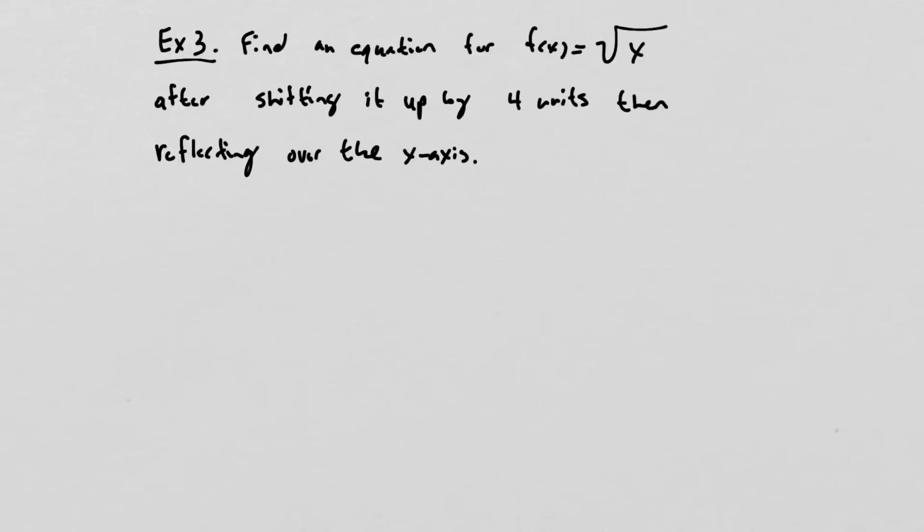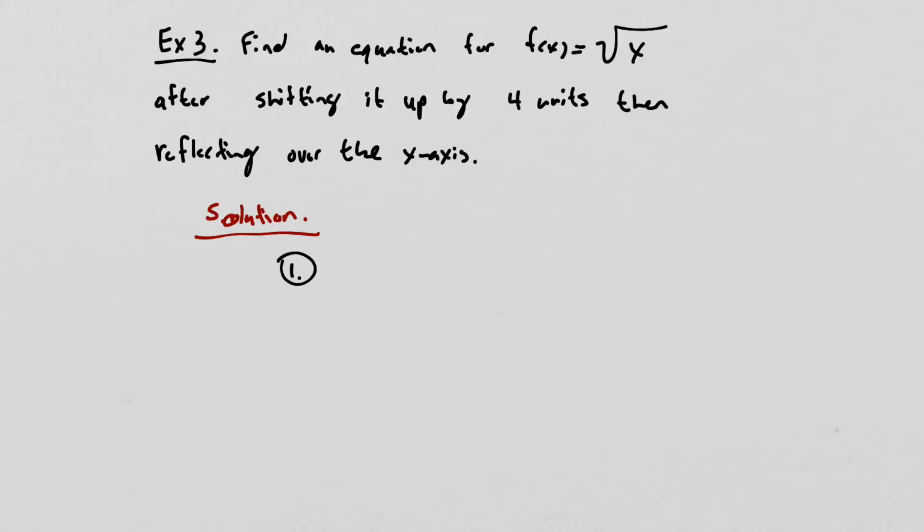Example 3. Here we want to find an equation for f of x, which is the square root of x, after shifting it up by 4 units, then reflecting our graph over the x-axis. When you apply transformations, you need to be careful of the order of transformations. Let's follow the order that this problem gave us.